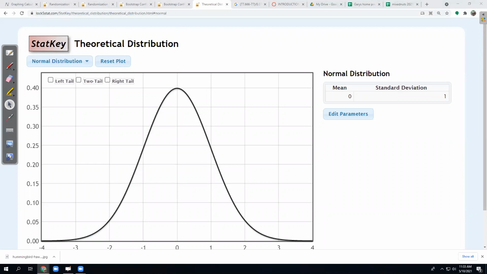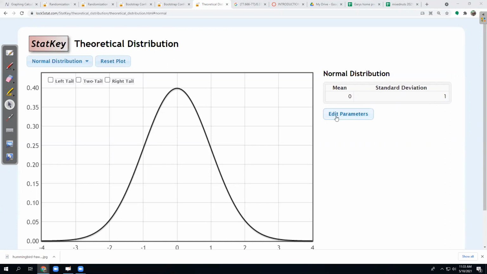They're so weird. All right, so this is the theoretical normal. To use the theoretical normal in StatKey, you have to enter the right mean and standard deviation and then choose the right tail, left, right, or two tails. Now, whenever you have a 0 and a 1, that's the idea of what we call a standard normal. It just counts z-scores. I'll go over that in just a moment.